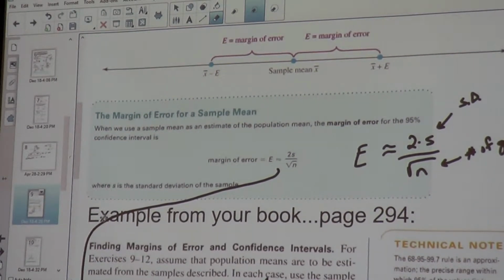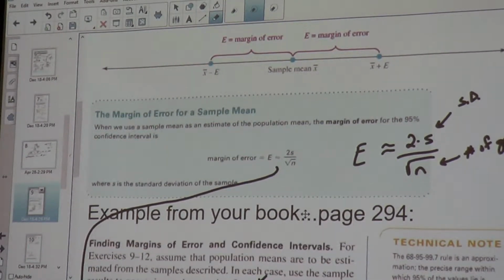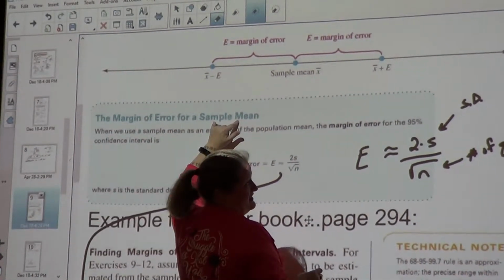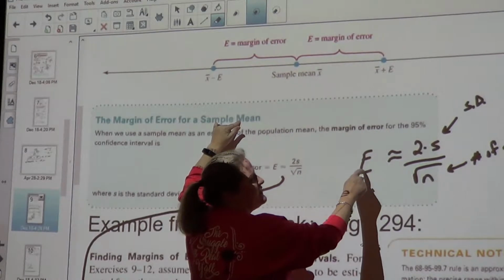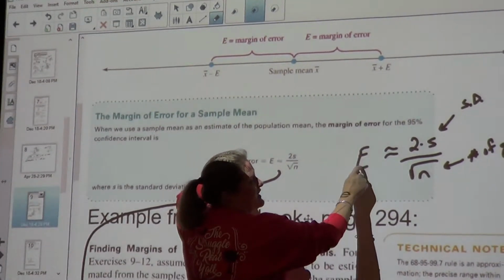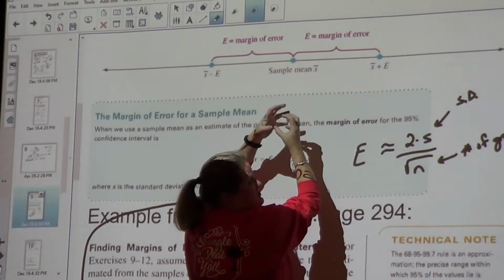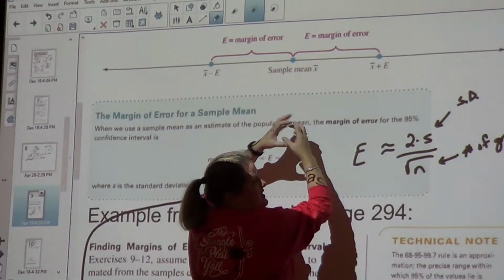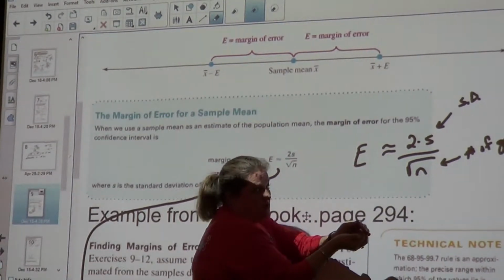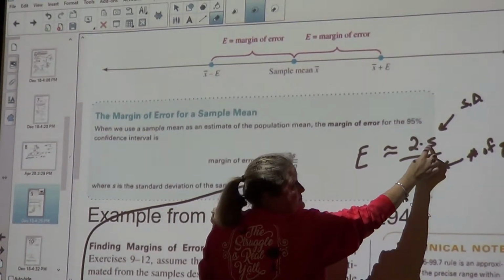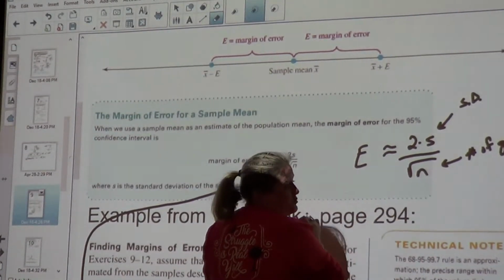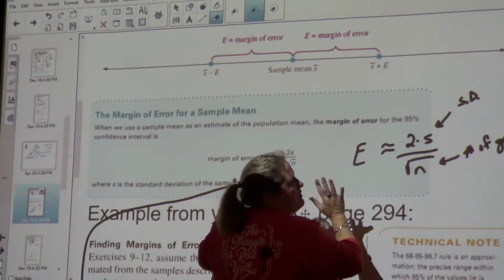Now, this is another margin of error formula. This is a margin of error formula if you know the sample standard deviation. Before, we were doing the error formula if you knew the population standard deviation. Now we're doing the standard deviation of a sample. So we're going to do 2 times the sample standard deviation divided by the square root of the size of the group. And you're going to have all of this in your notes.